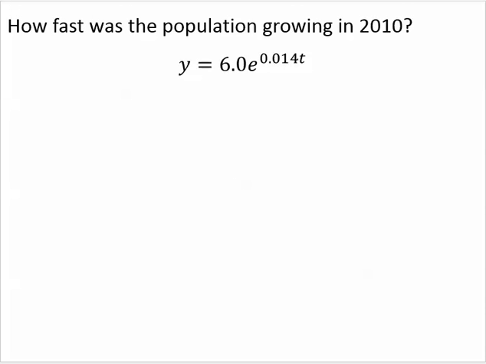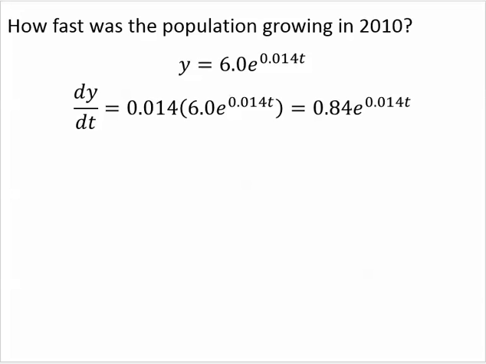How fast was the population growing in 2010? Now, if you want to ask the question how fast, that's asking for a rate of change. So that's derivative. So take the derivative of this function. What is the derivative of an exponential function? Well, it's just that same function back again times the derivative of what's in the exponent. And then you just need to simplify.